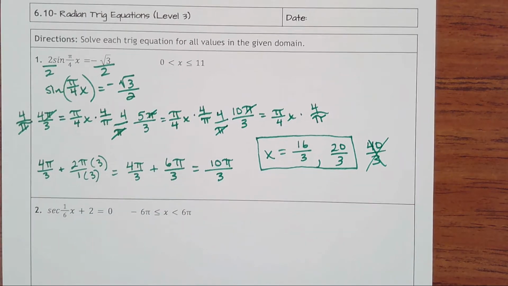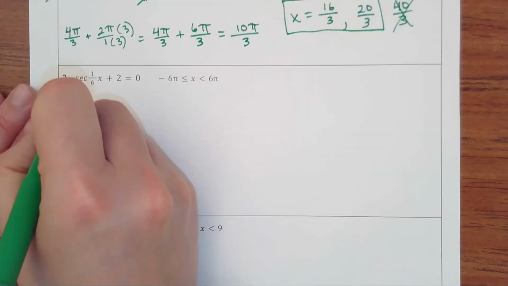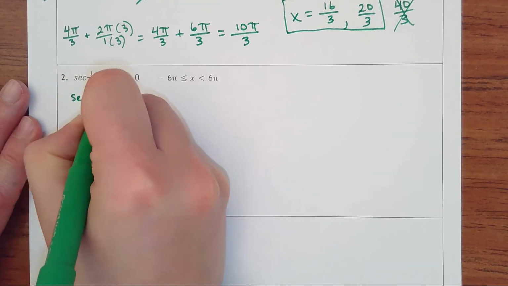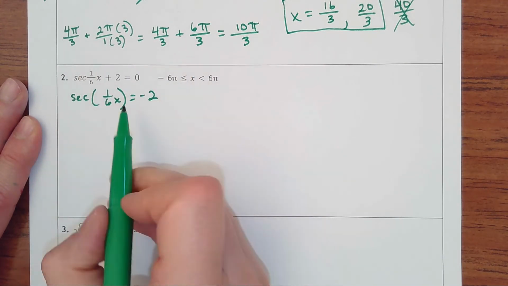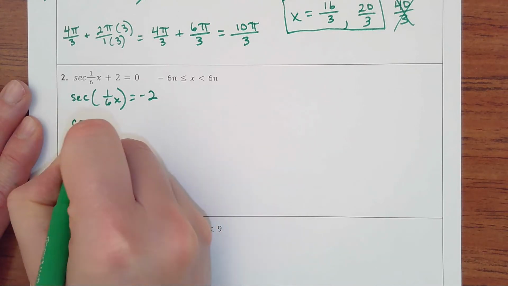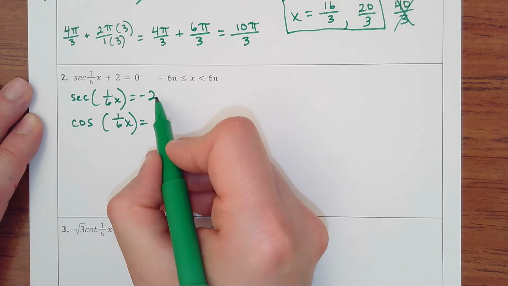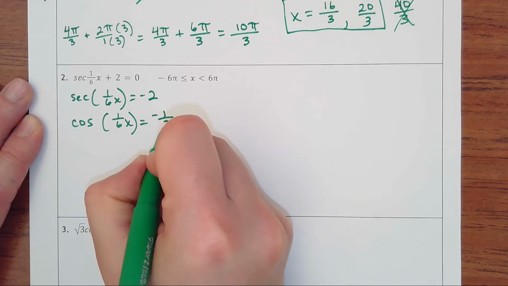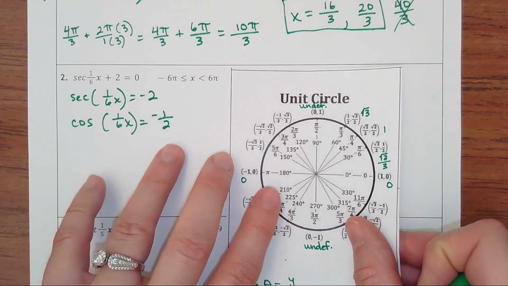Okay, number 2, we have a secant function. Get it by itself by subtracting 2, so we're saying secant of 1/6 times something needs to equal negative 2. Subtracting the 2 over. And so we want to change that to its reciprocal of cosine, keep the period the same, but now we're flipping negative 2 to be negative 1 over 2. So we're looking for x values that would be negative 1/2.